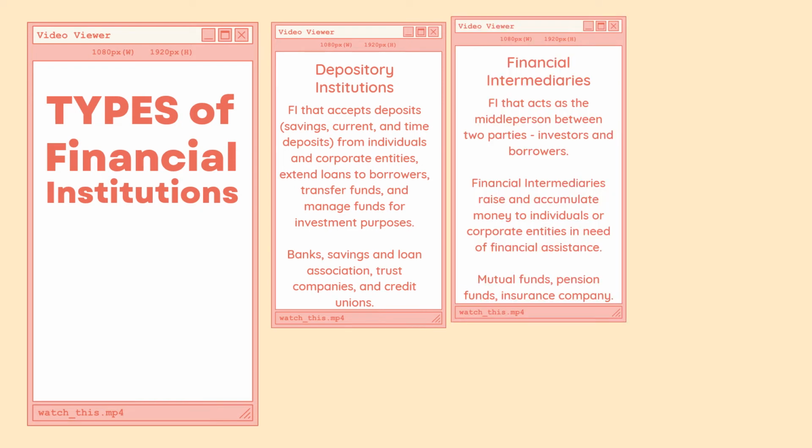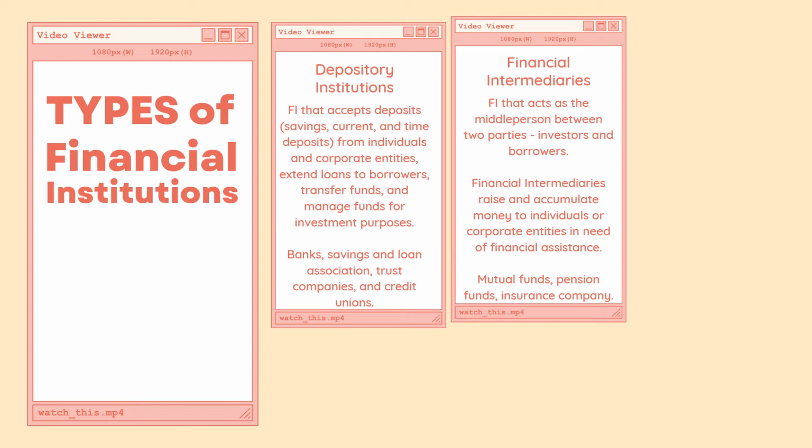Next is the financial intermediaries. A financial intermediary is a type of financial institution that acts as a middle person between two parties, such as the investors and the borrowers. Financial intermediaries raise and accumulate money from investors and offer the accumulated money to individuals or corporate entities in need of financial assistance.